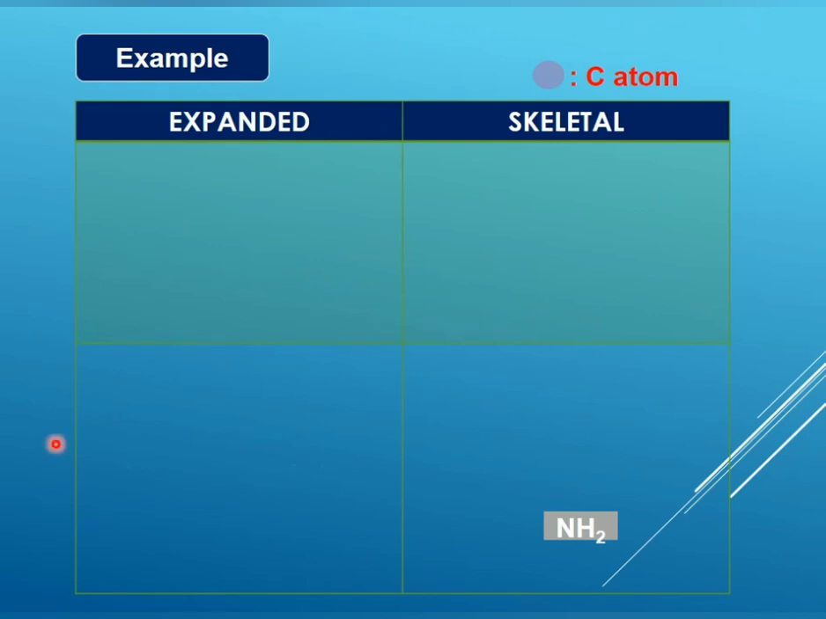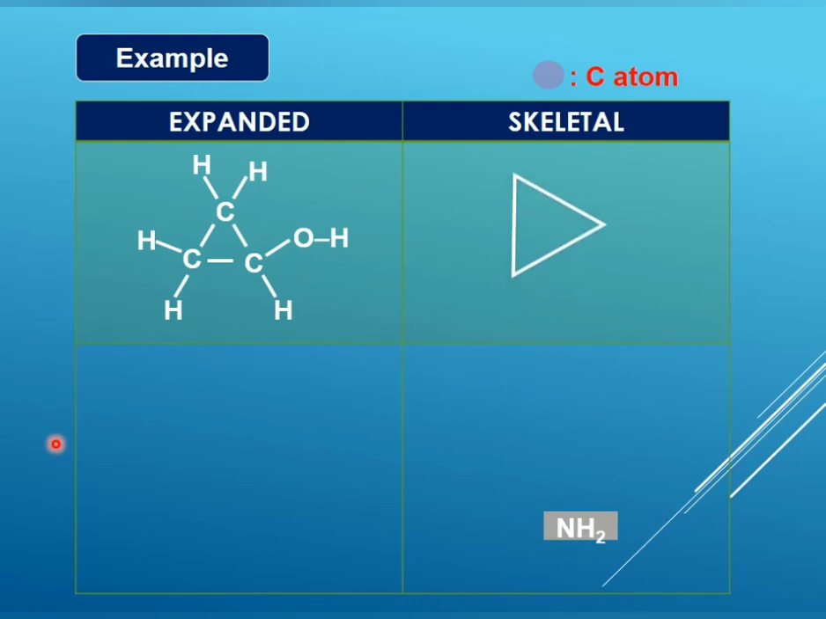Next, we are going to see how to draw the skeletal structure for a cyclic compound. We can use a polygon to represent a ring. So for a 3 carbon ring, we can use a triangle. There are 3 carbons and there is 1 hydroxyl group attached to one of the carbons.